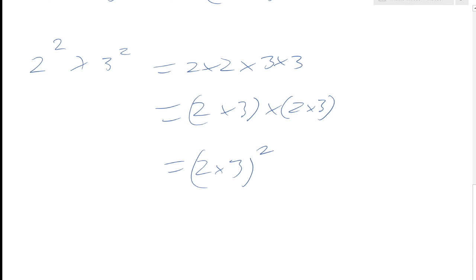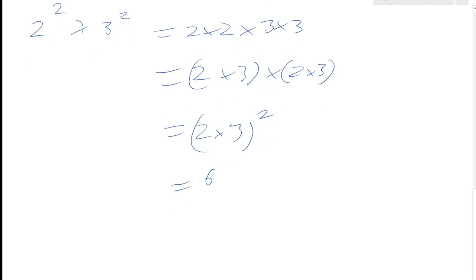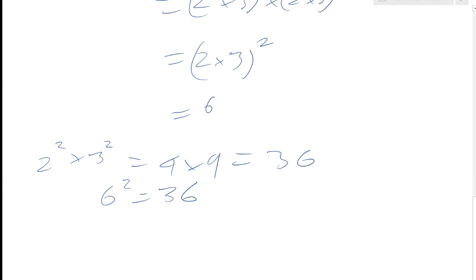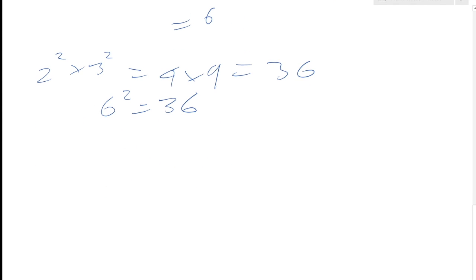So here we've got 2 times 3 times 2 times 3, which is obviously 2 times 3 all squared, and 2 times 3 equals 6. If you want to check that out, 2 squared times 3 squared is 4 times 9, which is 36, and 6 squared is 36. And this works for whatever power. So it also means that if we have a to the half times b to the half, that equals a times b all to the half. And this is where simplifying surds comes in.